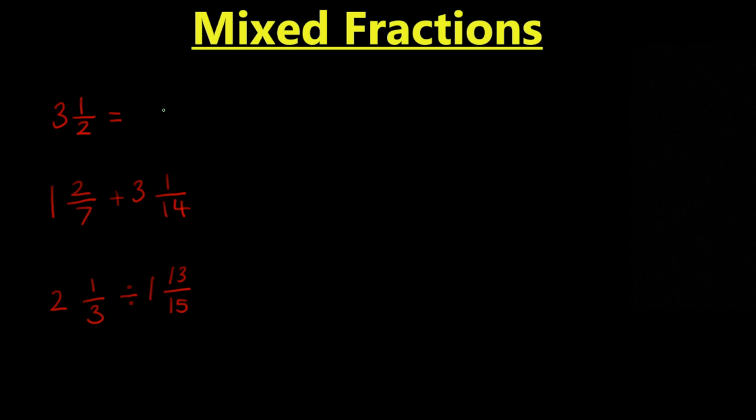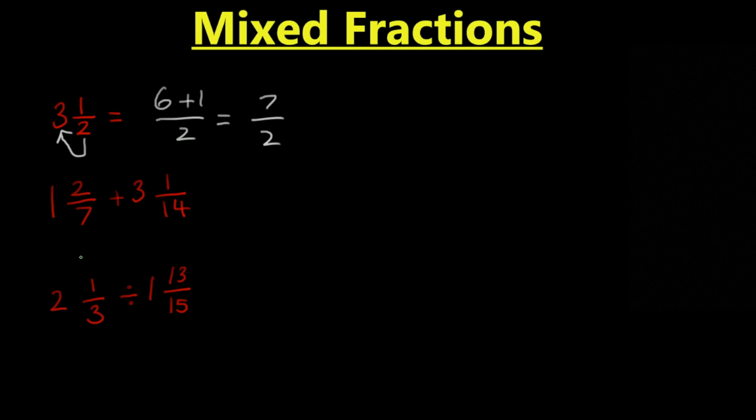For the first question here, we're going to simply switch from a mixed fraction to an improper fraction. So when you're doing this, what you want to do is take the denominator and multiply it by the whole number. So 2 times 3 is 6. Then you're going to add that to the numerator. And then you're going to add those two numbers together and you're going to get 7 over 2.